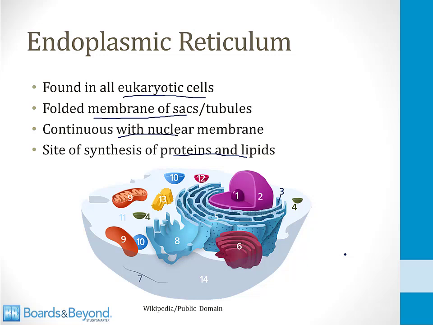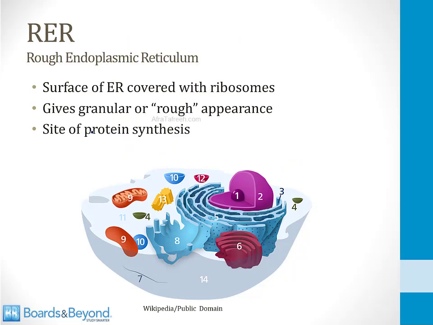If you look at the bottom of the screen, this is a cartoon of the internal structures inside of a cell. This is the nucleus here in purple, and this folded structure surrounding the nucleus is the endoplasmic reticulum. The endoplasmic reticulum can be divided into a smooth portion and a rough portion. Let's talk about the rough endoplasmic reticulum first.